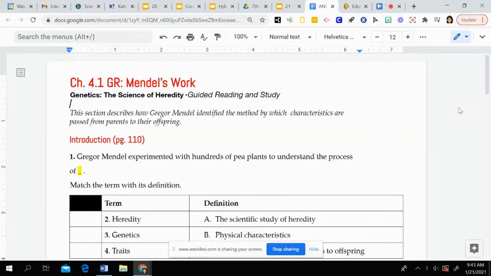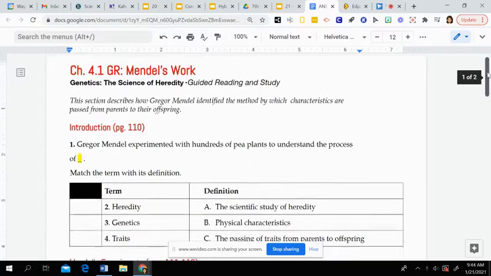Alright guys, we are going to go over our 4.1 guided reading notes. This is just an answer check so you can make sure you have everything filled out correctly or fill in any of the notes that you are missing. So we are going to jump right in and get started.